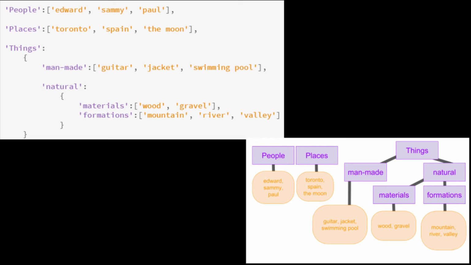Things contain man-made things and natural things. Man-made things are guitar, jacket, and swimming pool. Natural things are either materials like wood or formations like river. So you can see how you can organize different categories of data and make associations using JSON.